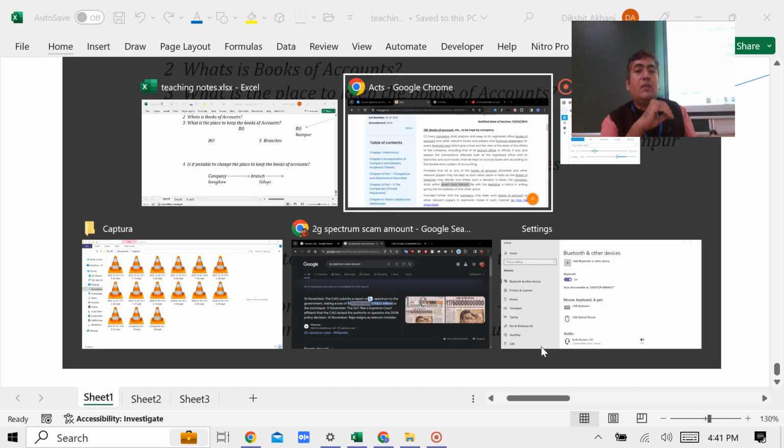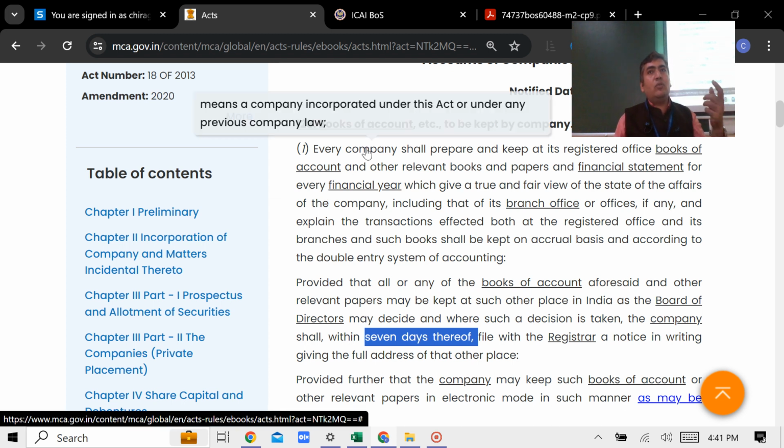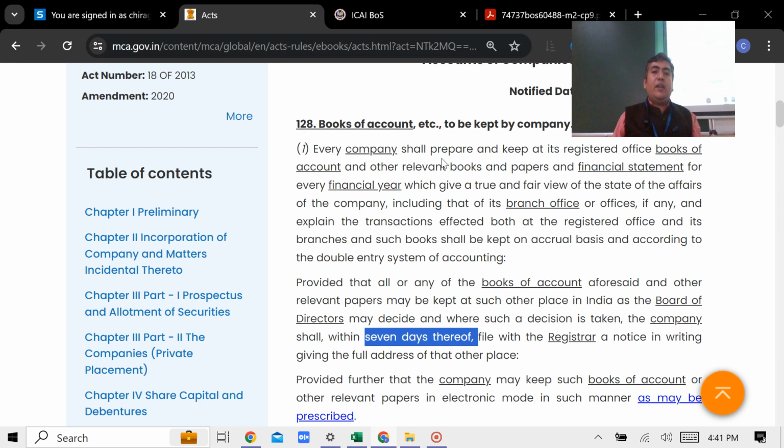So some of the members contended that it is the violation of subsection 1. Why? It is written that company shall prepare. But a company means what? It includes only HO or along with branch? HO plus branch, everything. So every branch office is nothing but the part of the company. So when you read subsection 1, that every company shall prepare and keep at its registered office books and papers in books of accounts, that means this section is talking about branches also.